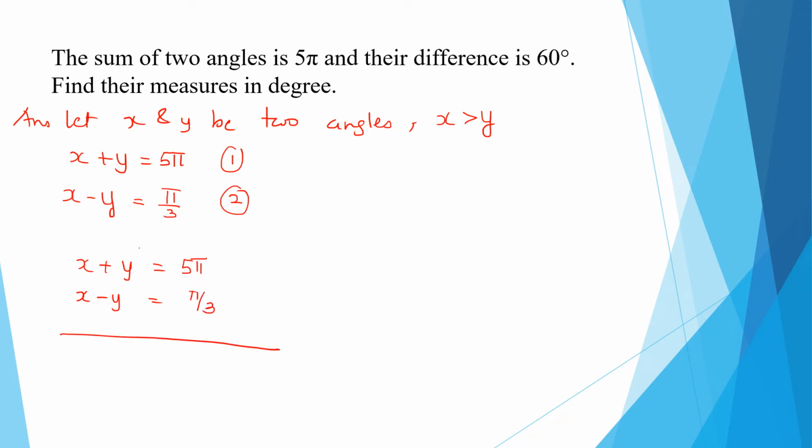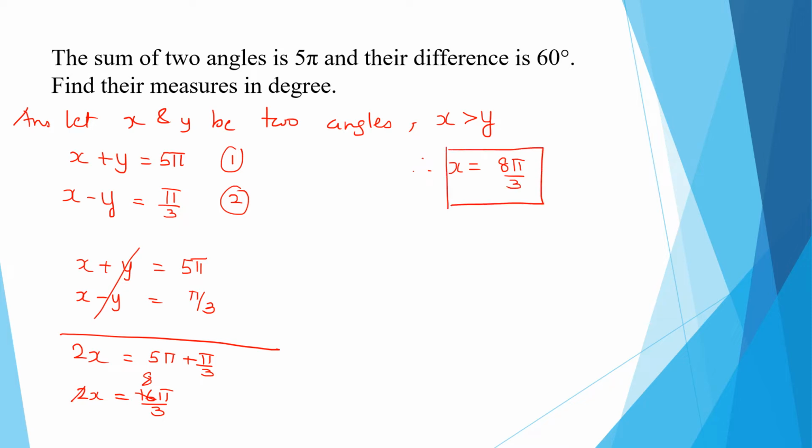I will add both of them. So I'll get 2x equal to 5 pi plus pi by 3. That is how much? 16 pi by 3. So 2x equal to 16 pi by 3. So 2 8s are 16. Therefore I am getting x as 8 pi by 3. How much is x coming? 8 pi by 3. So now substitute x equal to 8 pi by 3 in equation 2. You can substitute in first also.